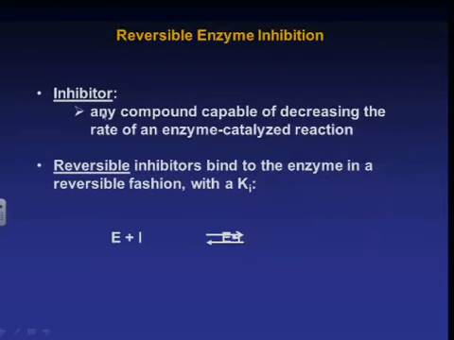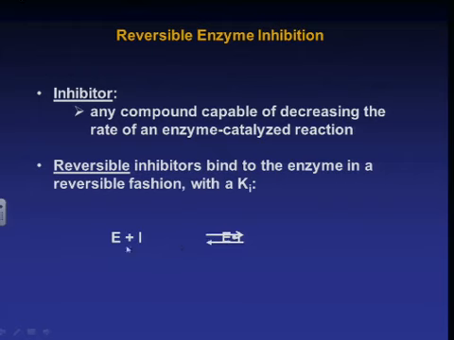So reversible enzyme inhibition. An inhibitor is any compound that can decrease the rate of an enzyme-catalyzed reaction. Now we have reversible enzyme inhibition and irreversible. We're going to talk about reversible, and then I'll just mention something about irreversible. If it's a reversible inhibitor, what that means is the inhibitor can bind to the enzyme and then come off, right? So it doesn't get locked on, and so it's going to have an equilibrium constant for this as well.